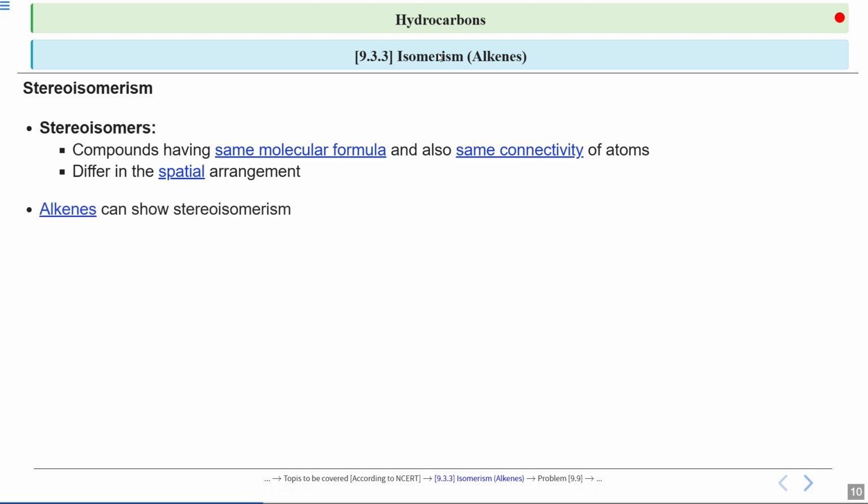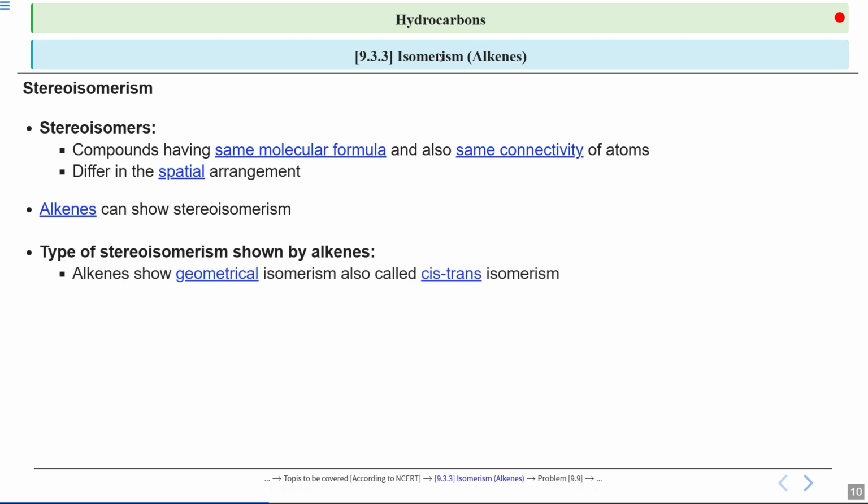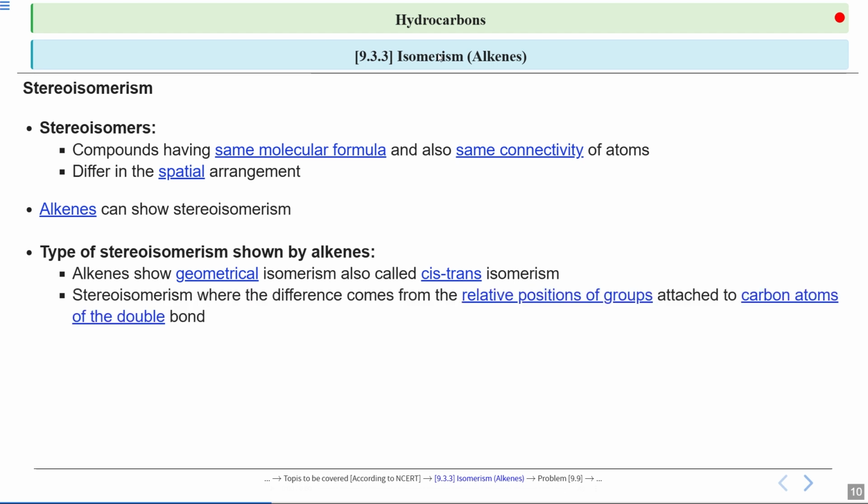Moving on, we have learned that alkenes, which are hydrocarbons that have at least 1 carbon double bond, can exhibit isomerism. This is an important property that affects their chemical behavior and application. Now, what is the type of stereoisomerism shown by alkenes? The stereoisomerism shown by alkenes is geometrical isomerism, also referred to as cis-trans isomerism. This type of isomerism is crucial in understanding the properties of different alkene compounds.